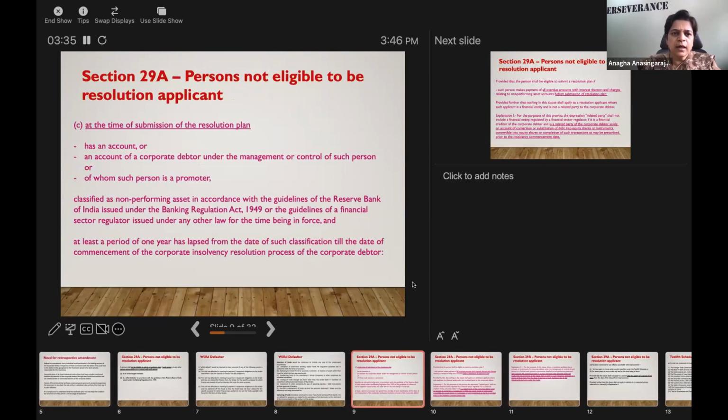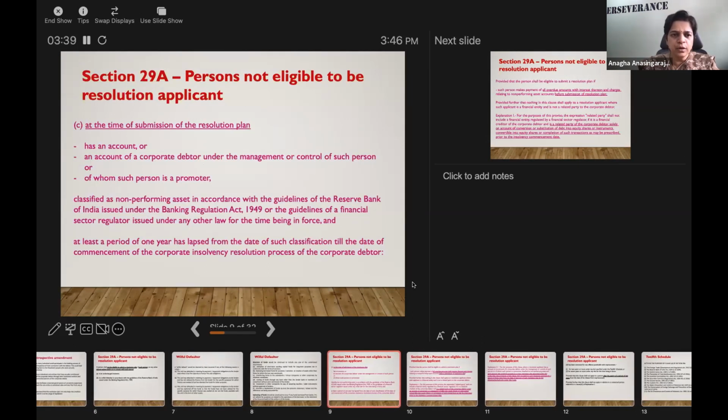Then at the time of submission of the resolution plan, has an account or an account of the CD under the management or control of such person, or of whom such person is a promoter, is classified as a non-performing asset in accordance with the RBI guidelines or the guidelines of a financial sector regulator issued under any other law for the time being in force, and at least a period of 1 year has elapsed from the date of such classification till the date of commencement of CIRP. So to understand this sub-clause (c), at the time of submission of the resolution plan, now this is also relevant, it need not be on the date of commencement of CIRP, we have to see on the date of submission of the resolution plan.